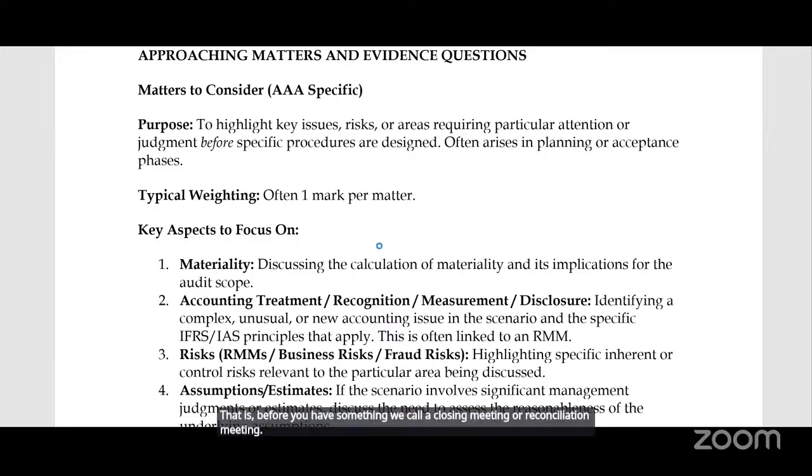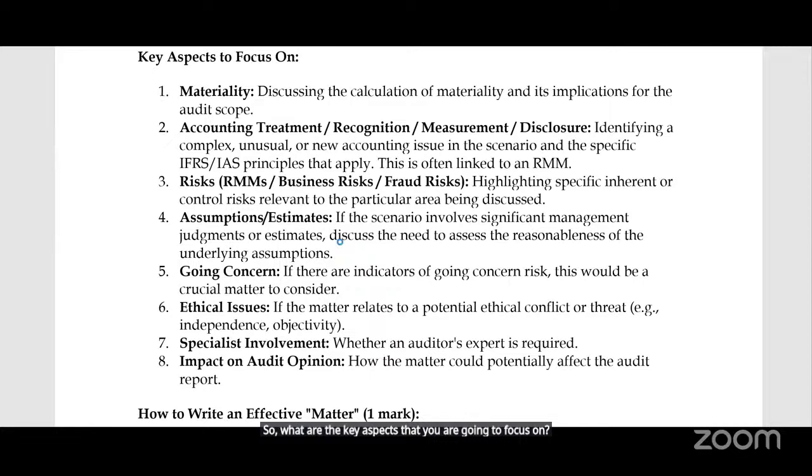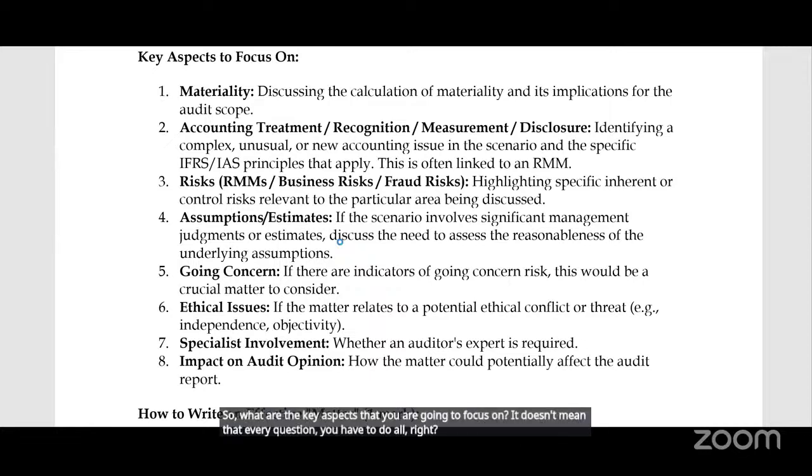Sometimes we do that in real life. In my work as an auditor, that's what we usually do. So we look at the overall review. Sometimes we do analytical procedures and other stuff. And this one is literally what we do in real life. So what are the key aspects that you are going to focus on? It doesn't mean that in every question you have to do all, but this is the general thing you need to note.